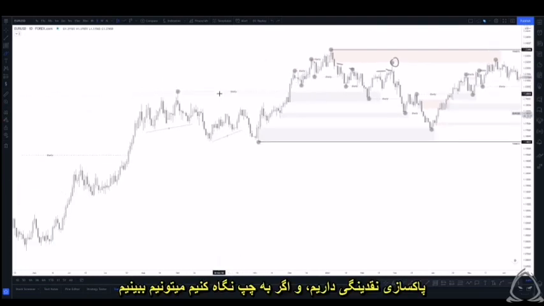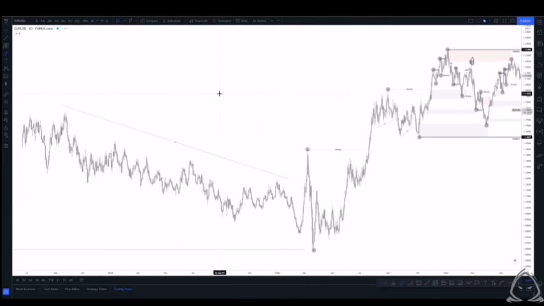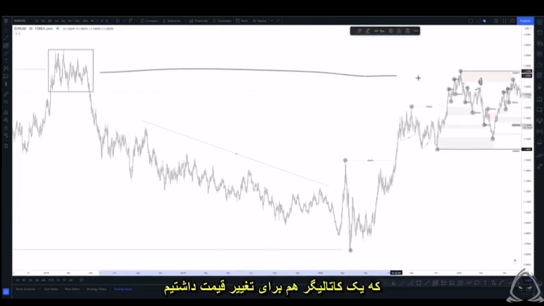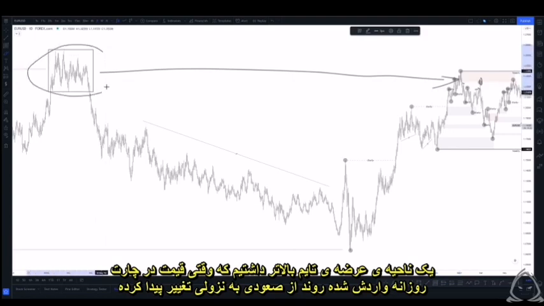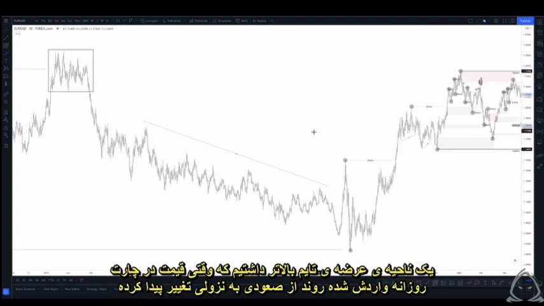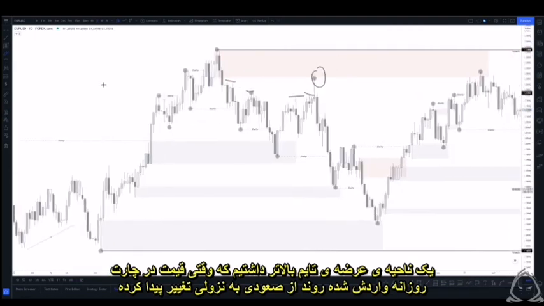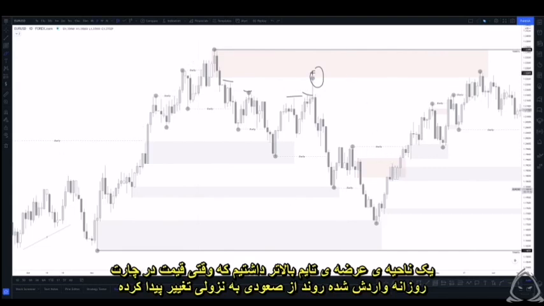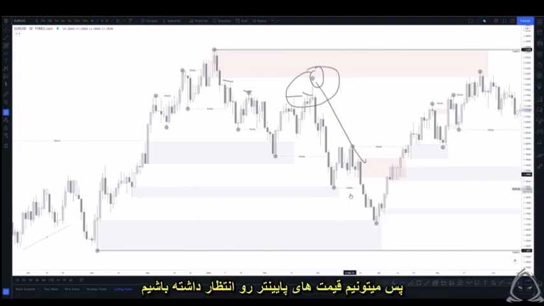And if we just move to the left, what we can see is we also have a catalyst of why price has shifted. We have a higher time frame supply zone that once price tapped into it here on the daily chart, we started to switch from bullish to bearish. So we're able to anticipate lower prices.